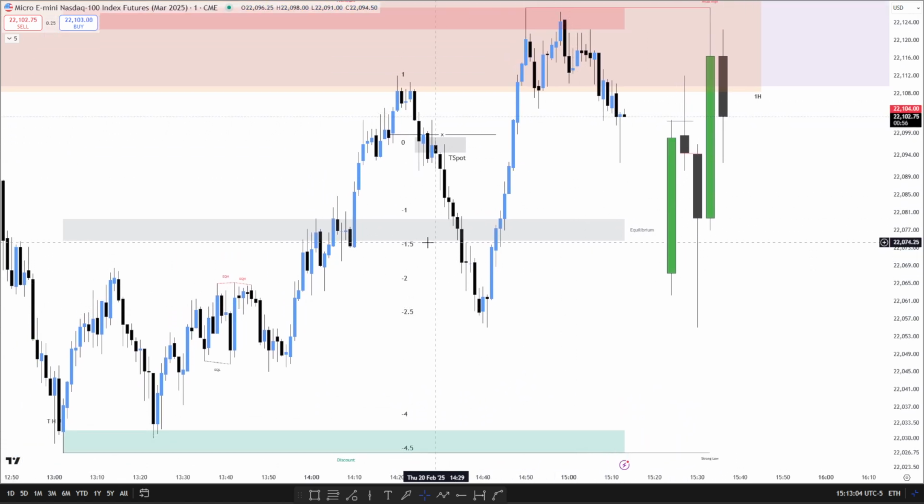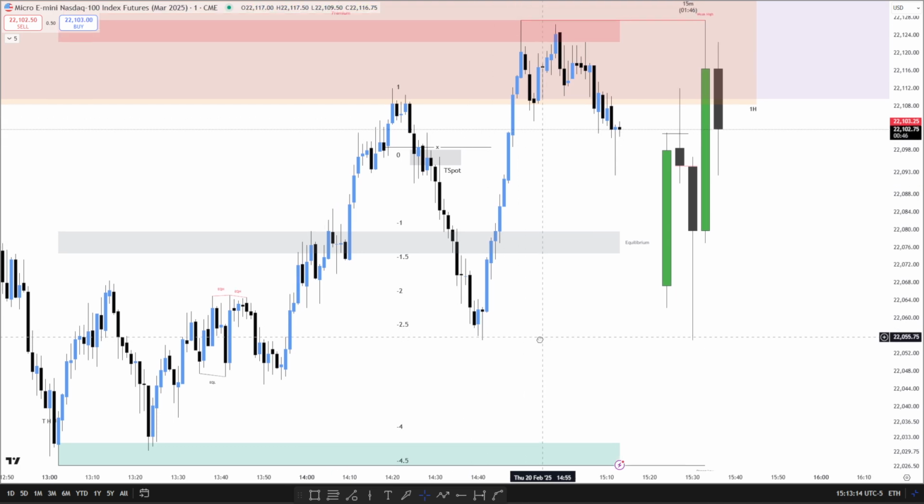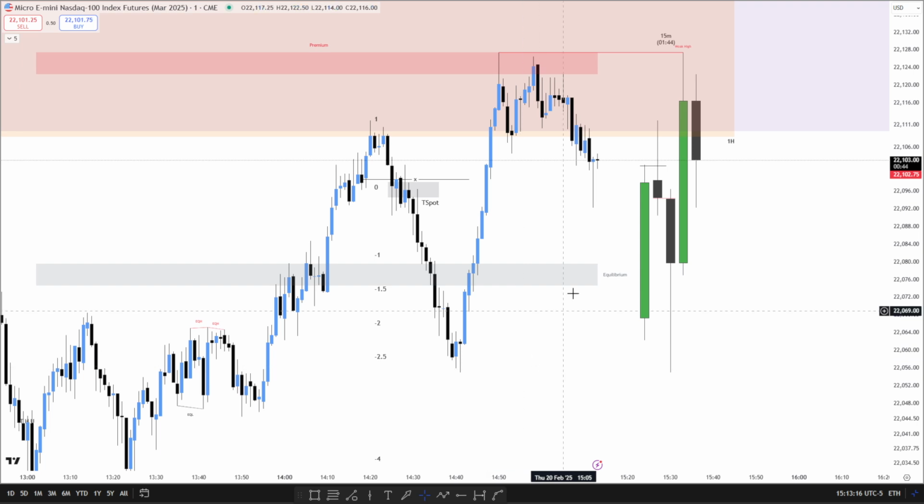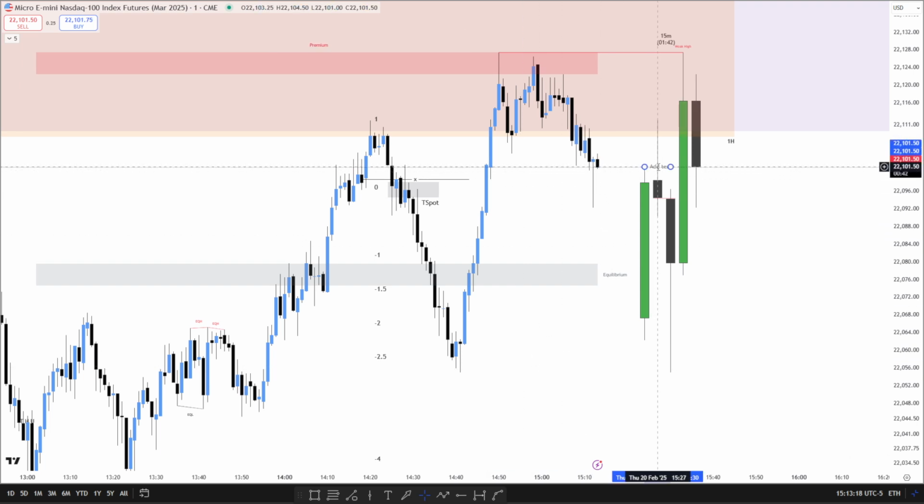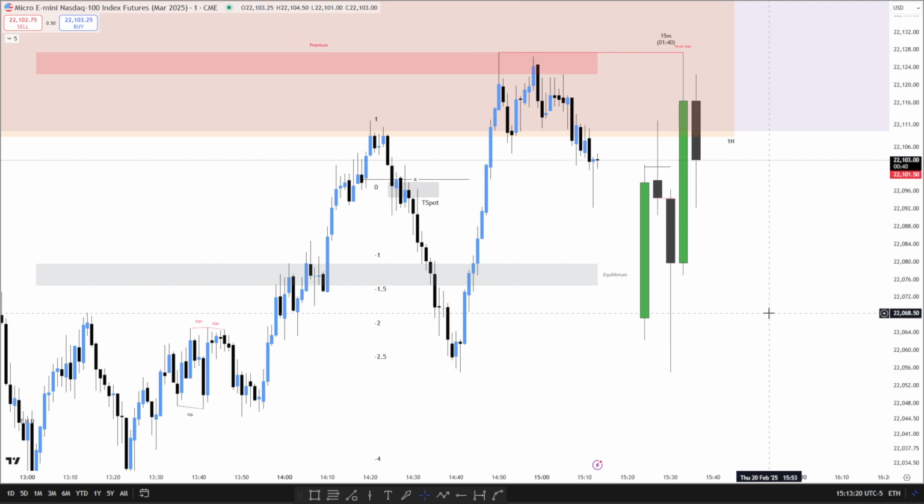So again, looking for liquidity on the left, as well as keeping the standard deviations in mind. Pick your target, take your trade, play it safe, and then hop back out and get on the sidelines and wait for the next move. So anyway, like I said, just wanted to go over this trade, and this concept is very powerful.